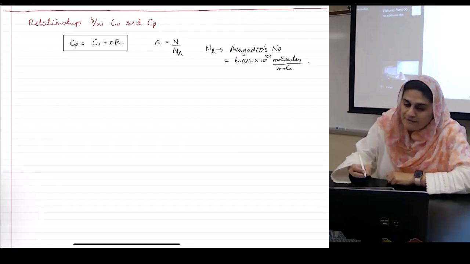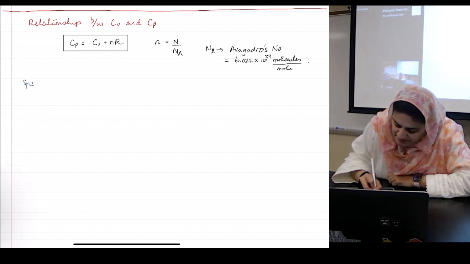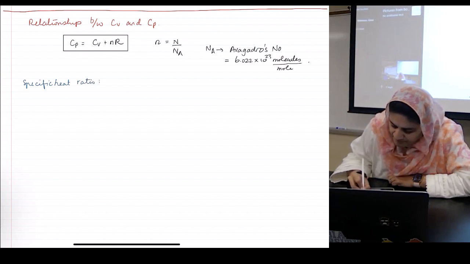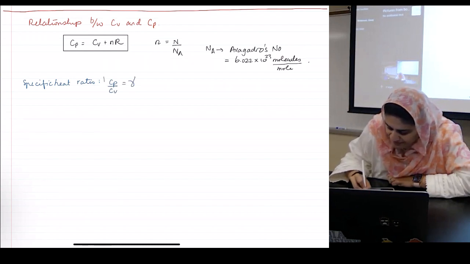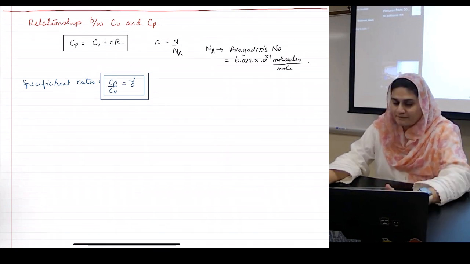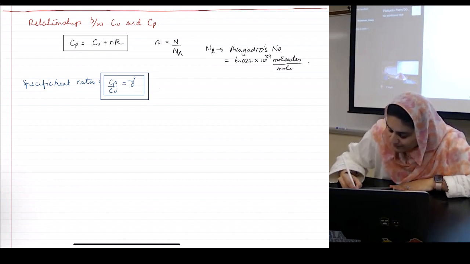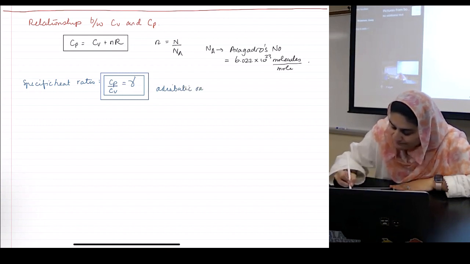And number two, the relationship that we need to know is called the specific heat ratio, which is Cp over Cv, and it is represented by a gamma. Put this in a box, actually double box this equation. It is that important. It is also in textbooks called the adiabatic exponent.